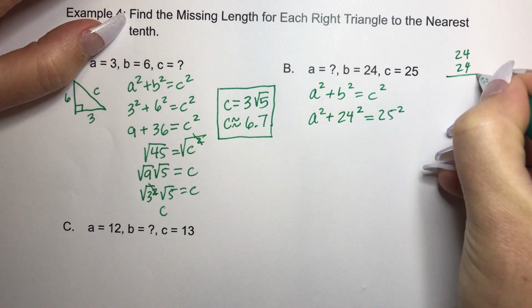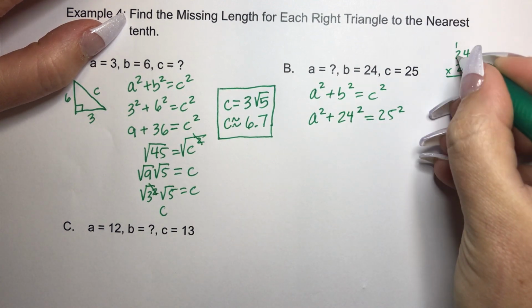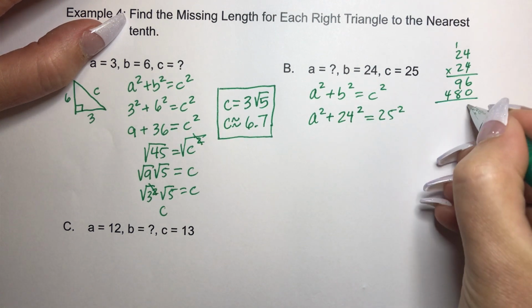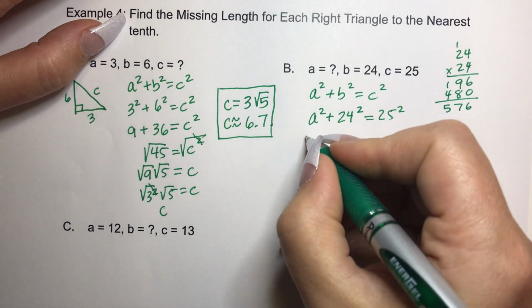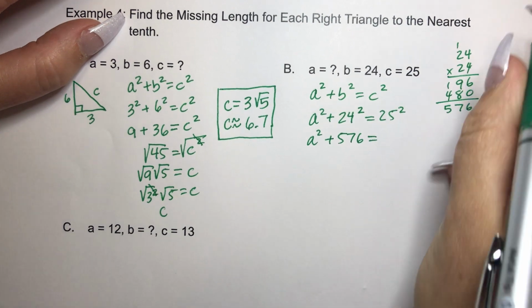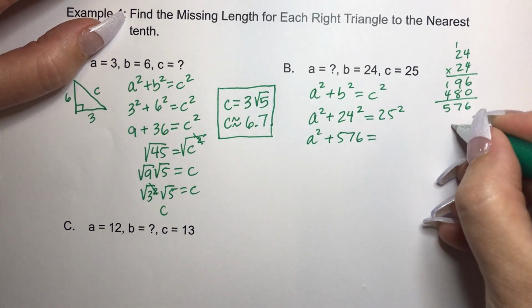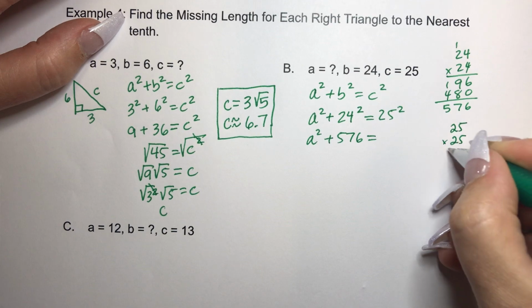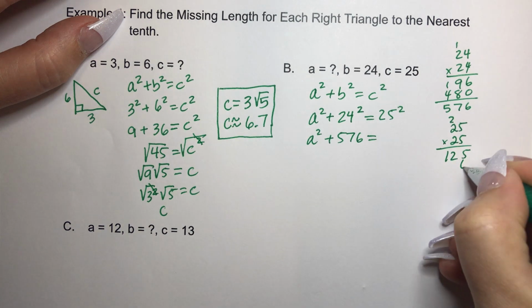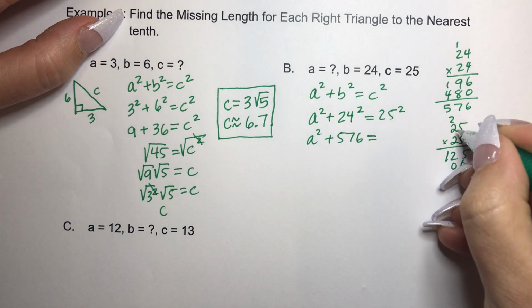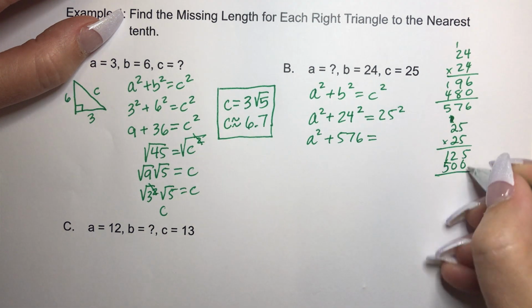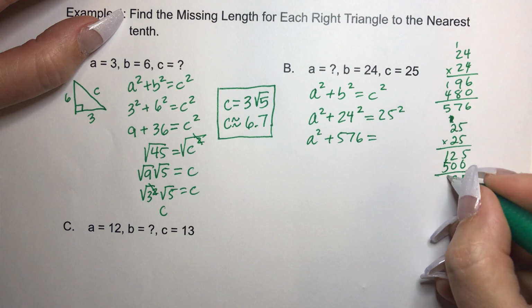24 times 24. 4 times 4 is 16. 4 times 2 is 8 plus 1 is 9. 2 times 4 is 8. 2 times 2 is 4. 576. So 576 equals 25 squared. I'm not sure what that is either, so I need to determine that. 5 times 5 is 25. 5 times 2 is 10, plus 2 is 12. 2 times 5 is 10. Write the 0, carry the 1. 2 times 2 is 4, plus 1 is 5. So what do we have? 625.